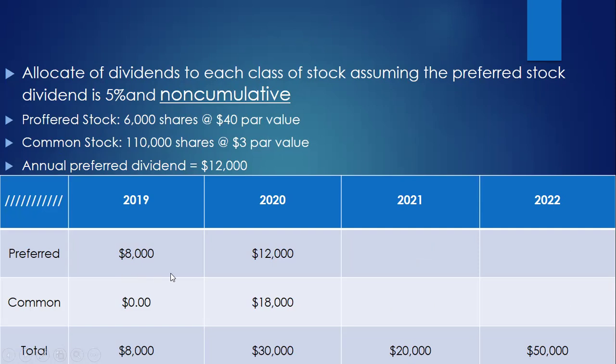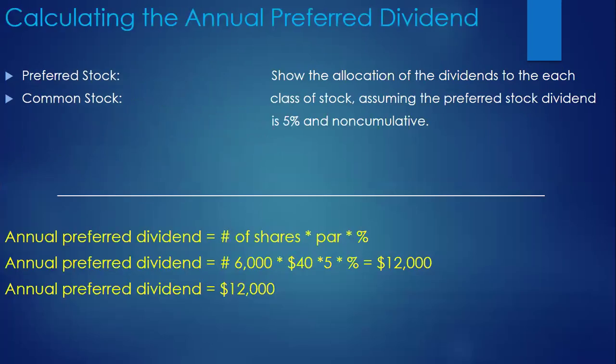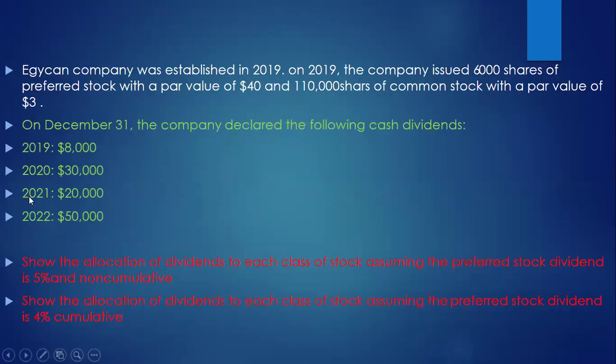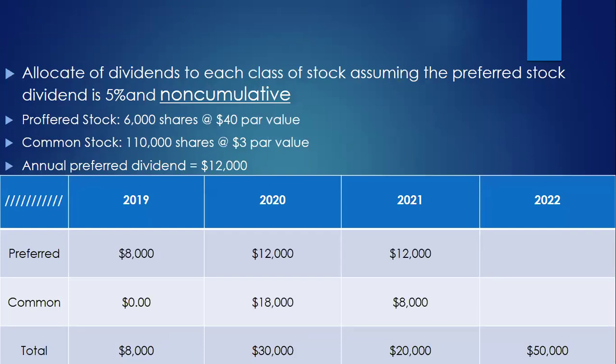Okay, now let's see the next year, 2021, what happens. In 2021, the business decides to go with 20,000. 20,000 for 2021. So who's going to get their money first? The preferred stockholder gets their 12,000 as we calculated before, and the rest of the 20,000 will go to the common stockholder, and that will be it.